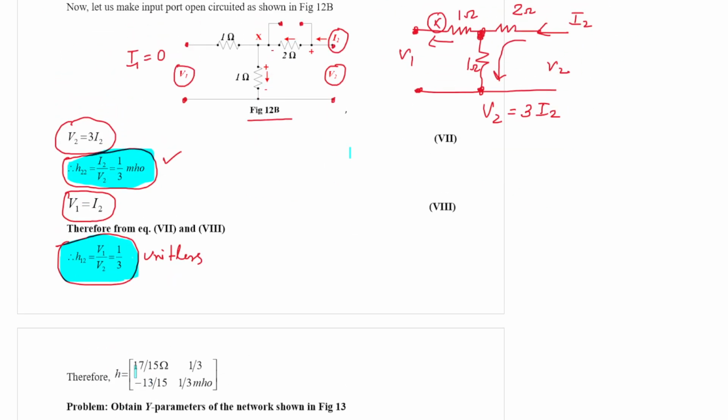So when you solve the entire H parameter, it looks like this. This is the H parameter.